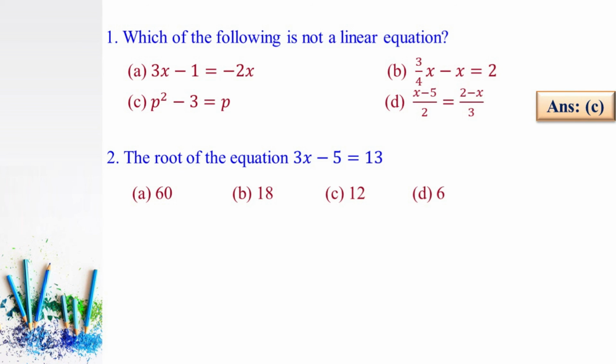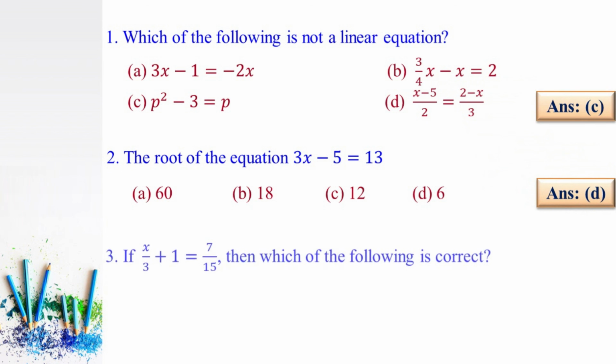Second question, the root of the equation 3x minus 5 equal 13. Option A 60, option B 18, option C 12, option D 6. 3x minus 5 equal 13. Transposing minus 5 to RHS. So 3x equal 18. Now we find x. x equal 18 by 3, 6. So option D, 6 is correct answer.